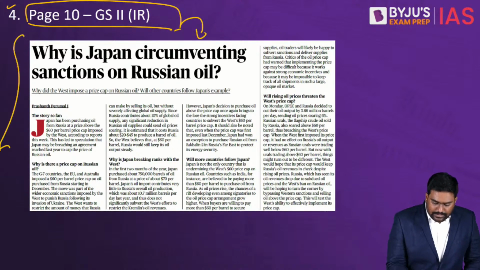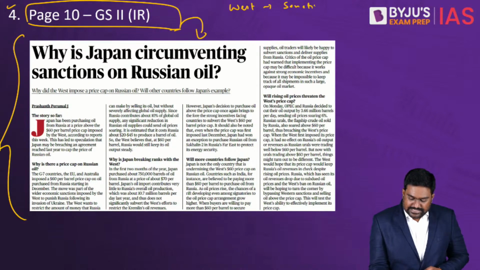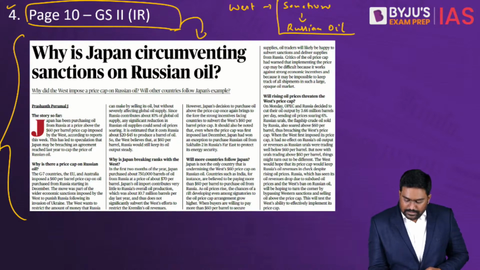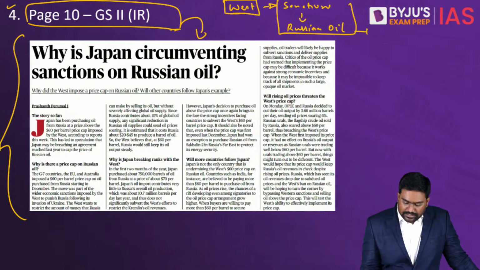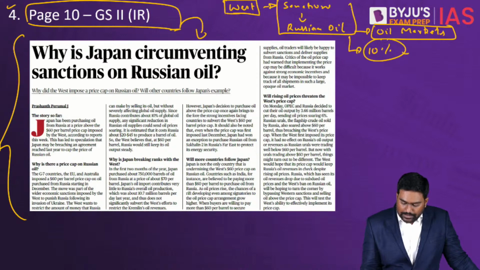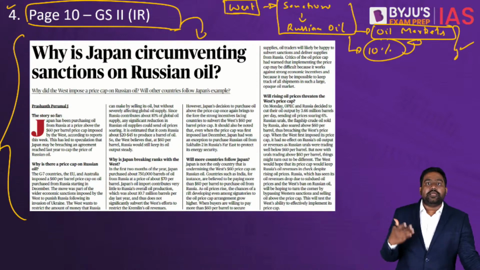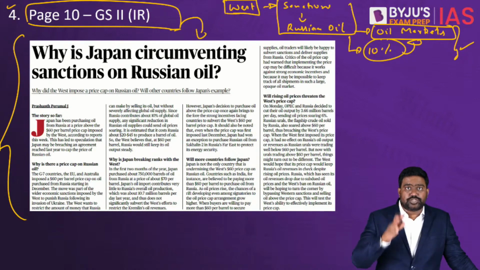Now coming to the next article from page number 10. It deals with the sanctions on Russian oil exports. As you know, Western countries have placed sanctions on the exports of Russian oil. However, Western countries have not tried to cripple Russian oil exports entirely, because Russian oil exports are critical for global oil markets. Russia accounts for 10% of the global oil supply. Out of the total oil supply coming into the global oil markets, 10% is coming from Russia alone.